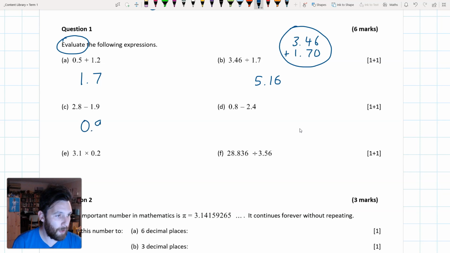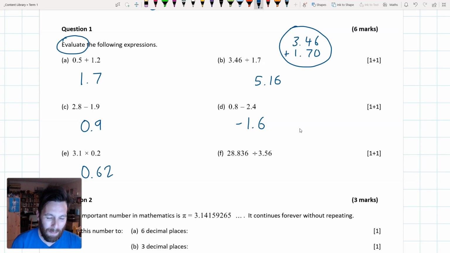Similarly, this would be a 0.9, but you could check it with a calculator if you wanted to. Next one, 0.8 take 2.4 would be negative 1.6. Next one, 3.1 times 0.2. We times it by 0.1, that'd be 10%, so 0.31, and double that would be 0.62. But again, you could just double check it on your calculator to make sure you've got the same thing.